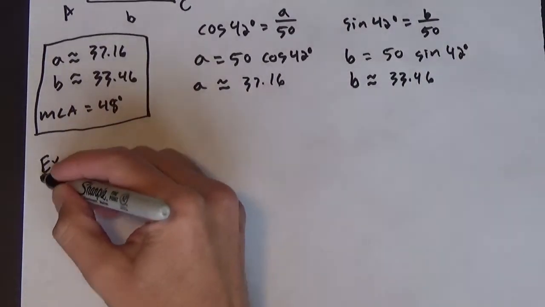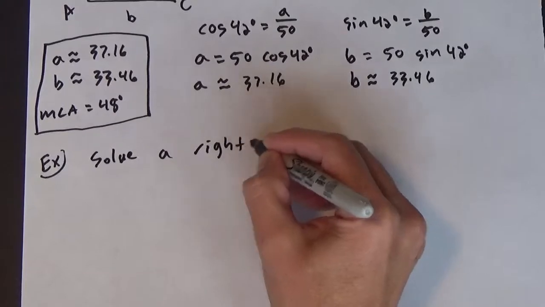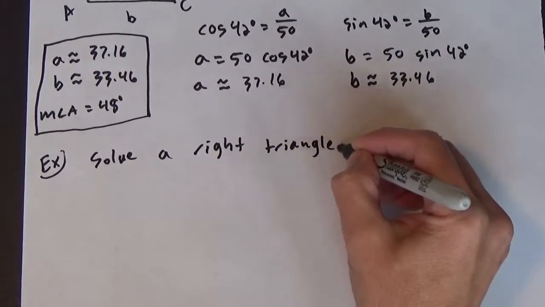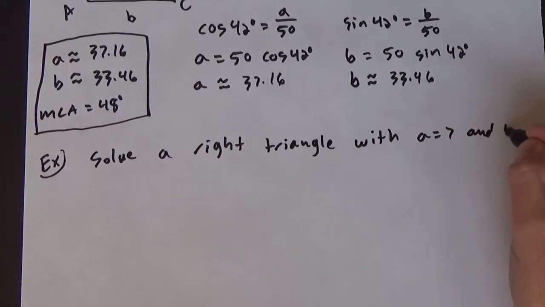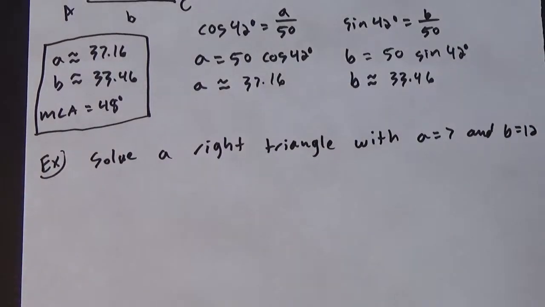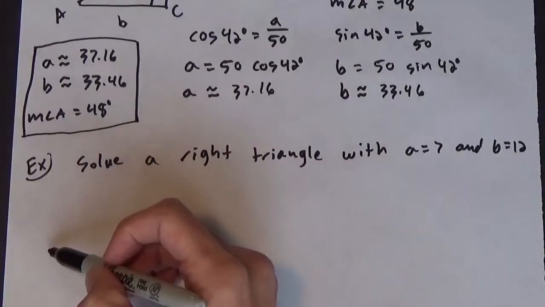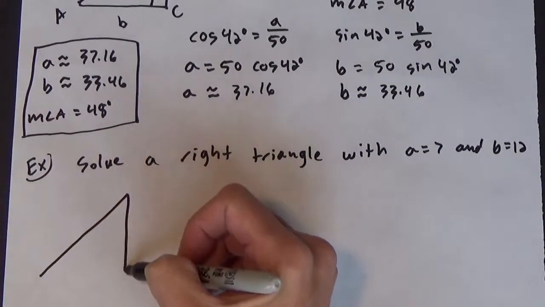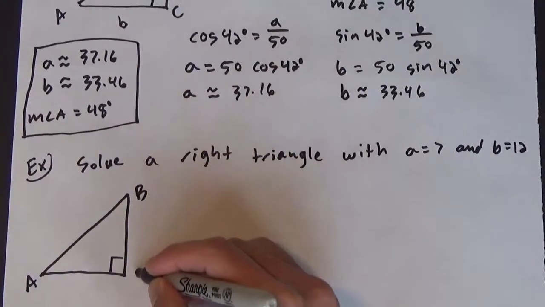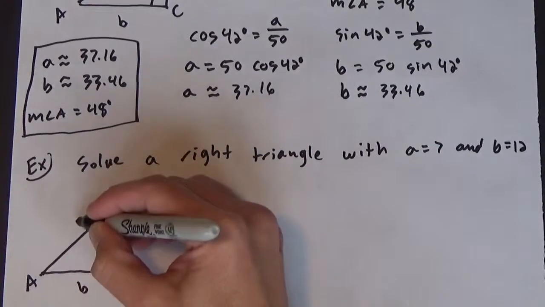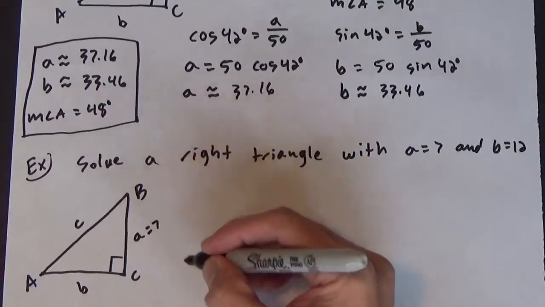Let's do another example of this. Let's solve a right triangle with A equal to 7 and B equal to 12. There we go. All right, so we create the exact same triangle. You'll always notice that when I do this, my triangles look the same no matter what. A, B, C, little a, little b, little c. So A is 7 and B is 12.